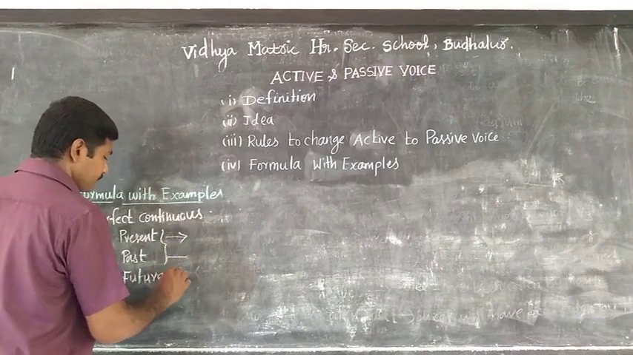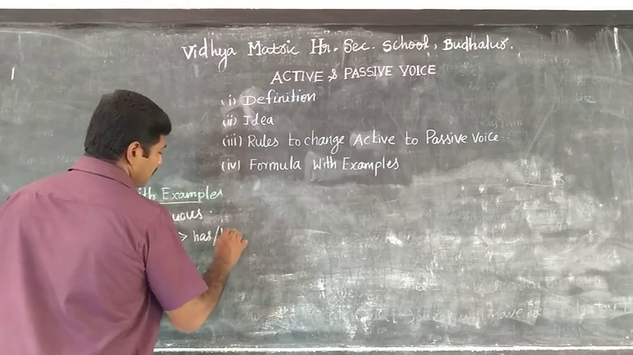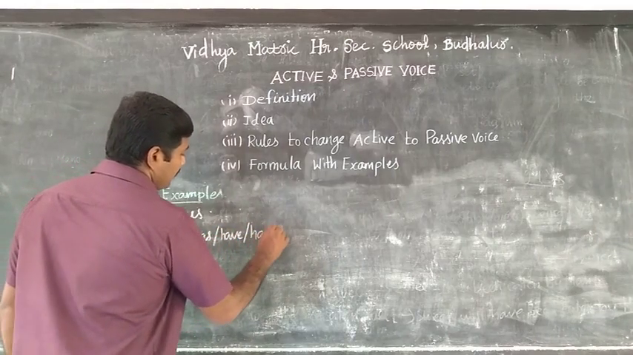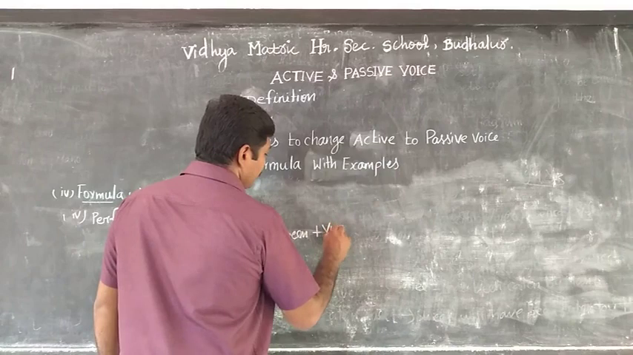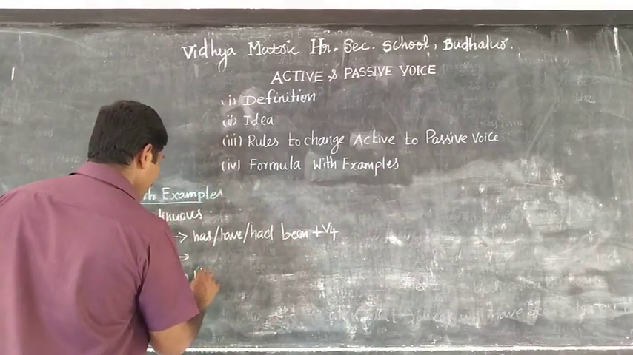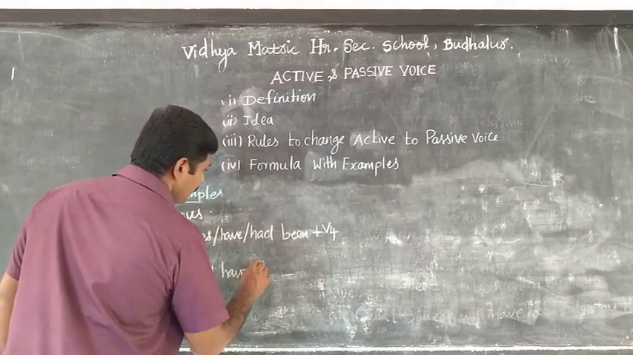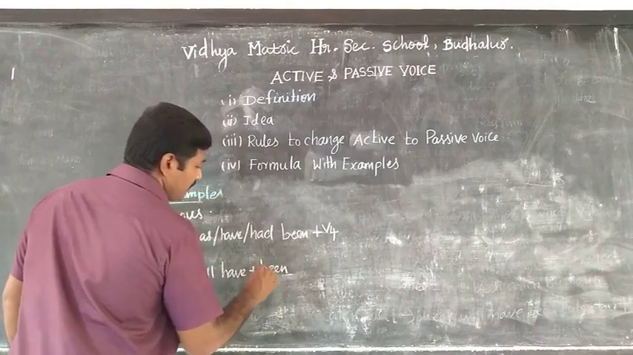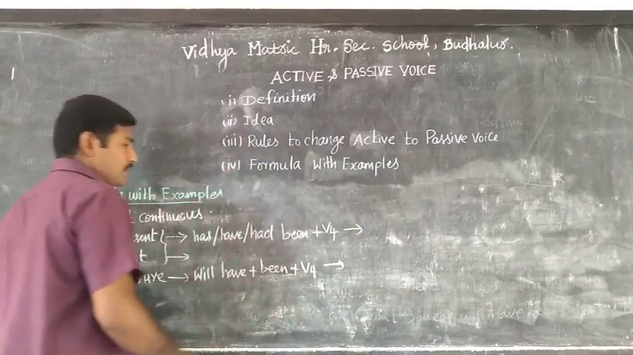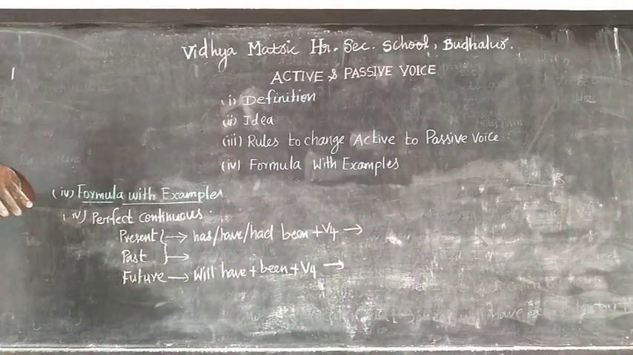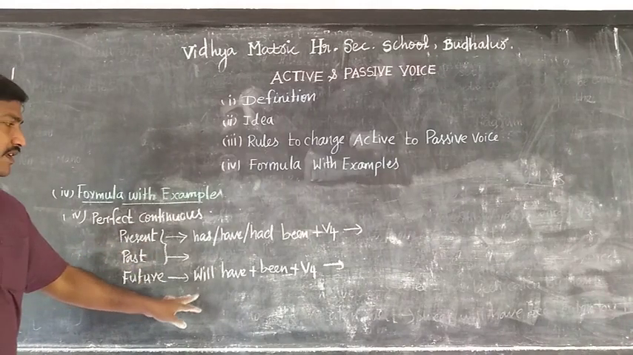So the formula: has or have or had plus been plus V4. Will have plus been plus V4. That is the formula for active voice in present perfect continuous, past perfect continuous and future perfect continuous.